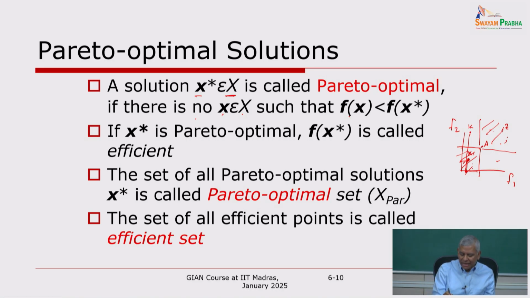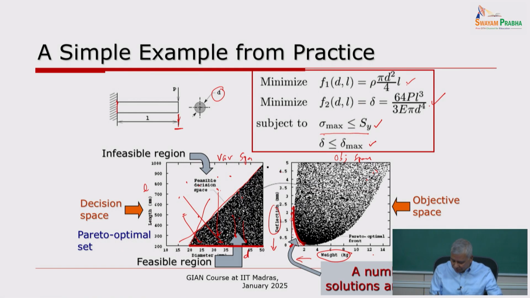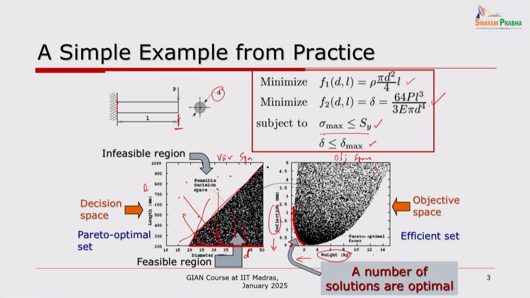So it says if there does not exist. So let's take this example. Let's take one of these points. Let's draw the third quadrant. Do you have any of these black dots, because those are the only feasible points, right? Do you have any black points on the third quadrant of that point? Call this A. No, right? There is nothing on the third quadrant. That's why A is Pareto-optimal.